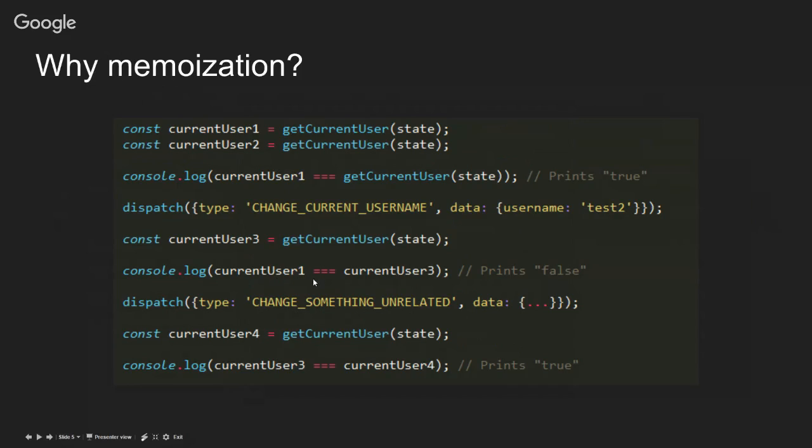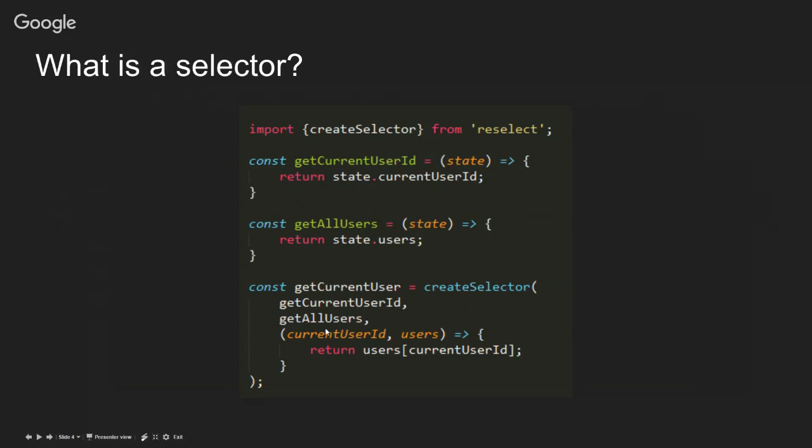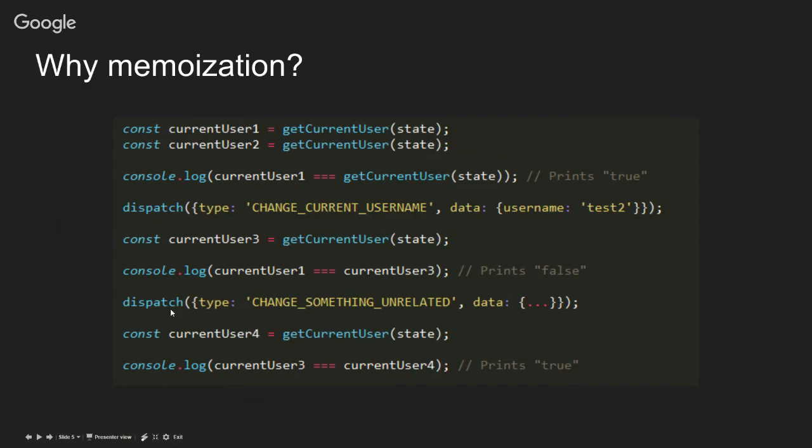However, the beauty of the way the selectors are structured, which probably looks kind of weird, with you passing in functions and then some kind of combining function at the end, composing it all, is that if unrelated data changes, it will still know that it can keep returning the exact same value here. So current user 3 is exactly the same as current user 4.